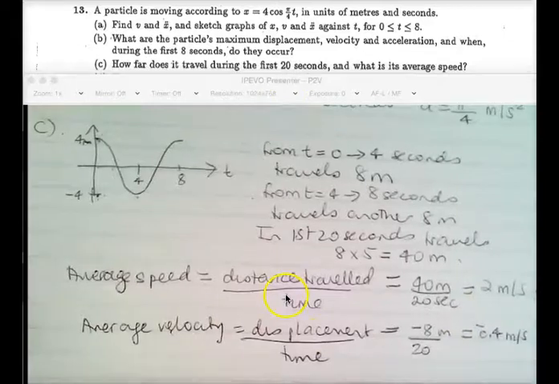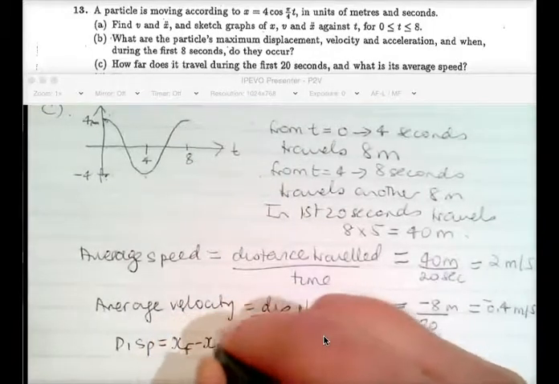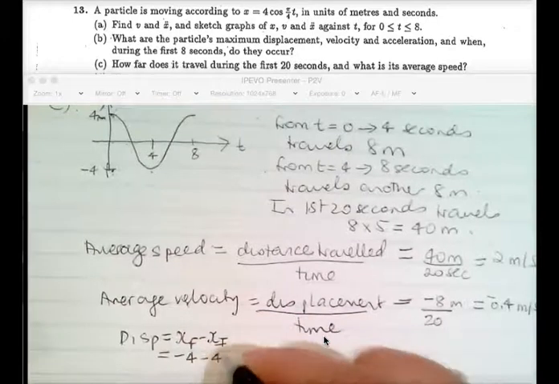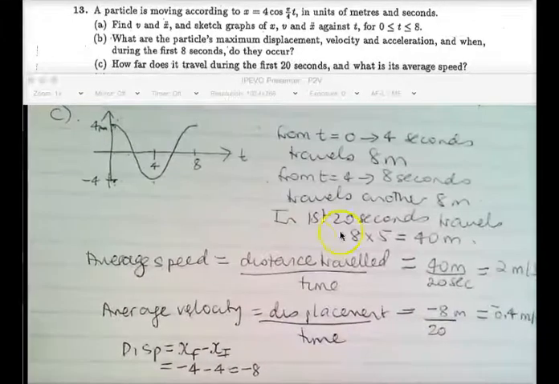Average speed, you need the total distance traveled and divide it by the time. Whereas displacement, remember, displacement is just final position minus initial position. And in this case, its final position is at -4 and its initial position was 4. So it's -8 is the displacement.